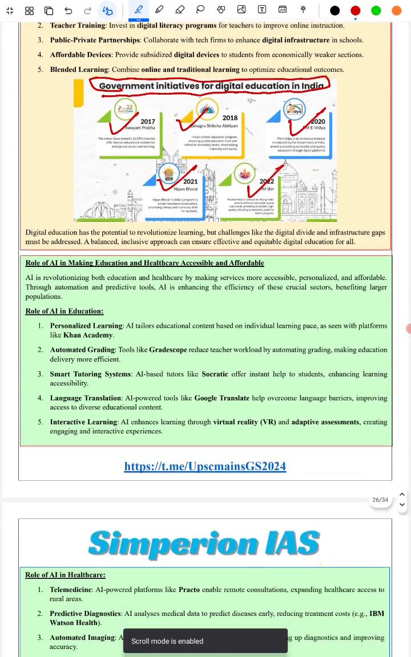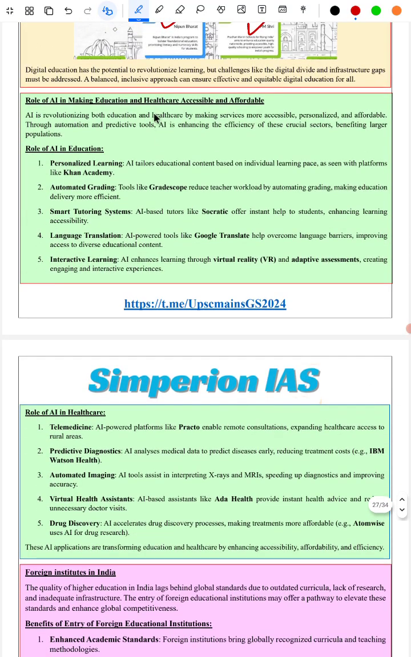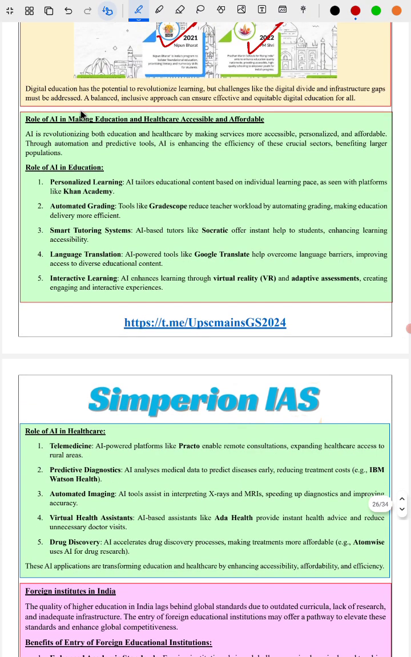Next, another most emerging topic with the advancement in AI technology: what can be the impact? There can be a broader question: what can be the impact of AI on employment, AI on society? But while discussing the current topic, what can be the role of AI in making education and healthcare accessible and affordable? It has positives and negatives. Here we have discussed only the positives. We have covered 5 points regarding education, 5 points regarding healthcare.